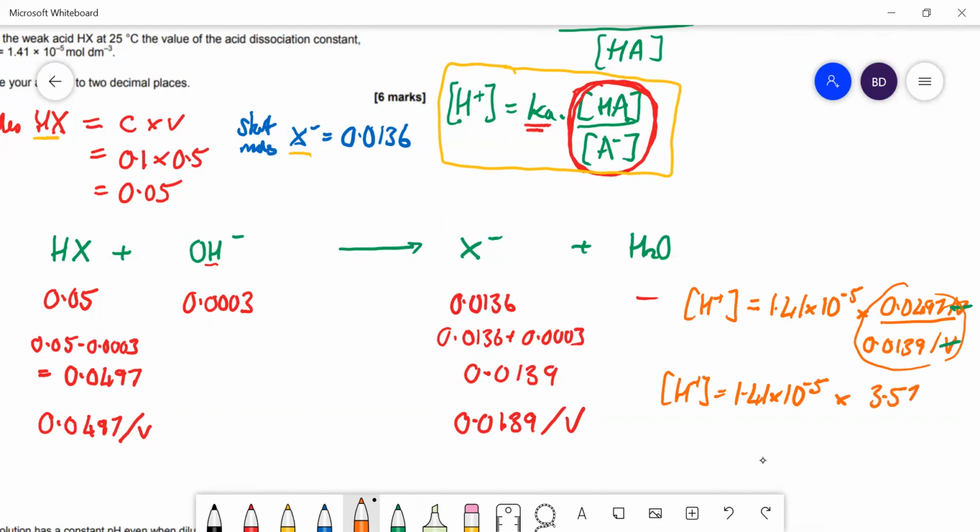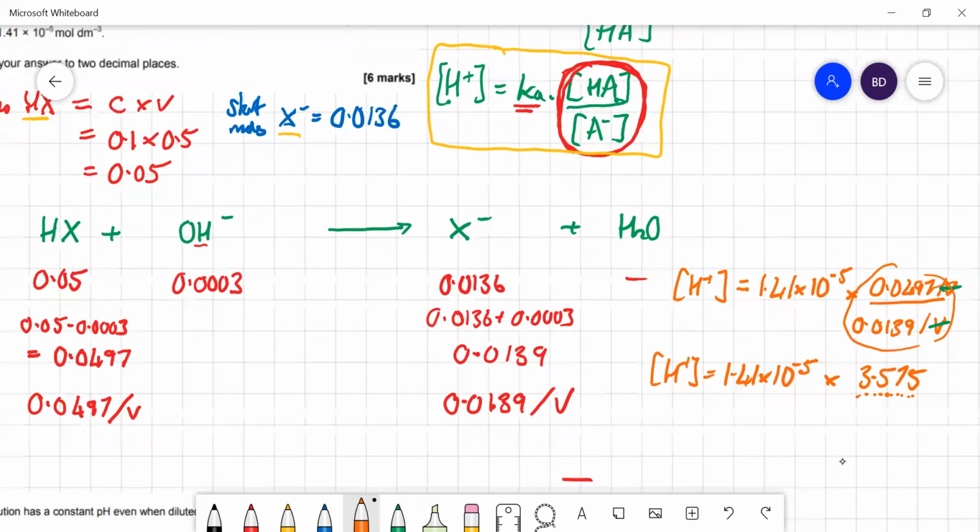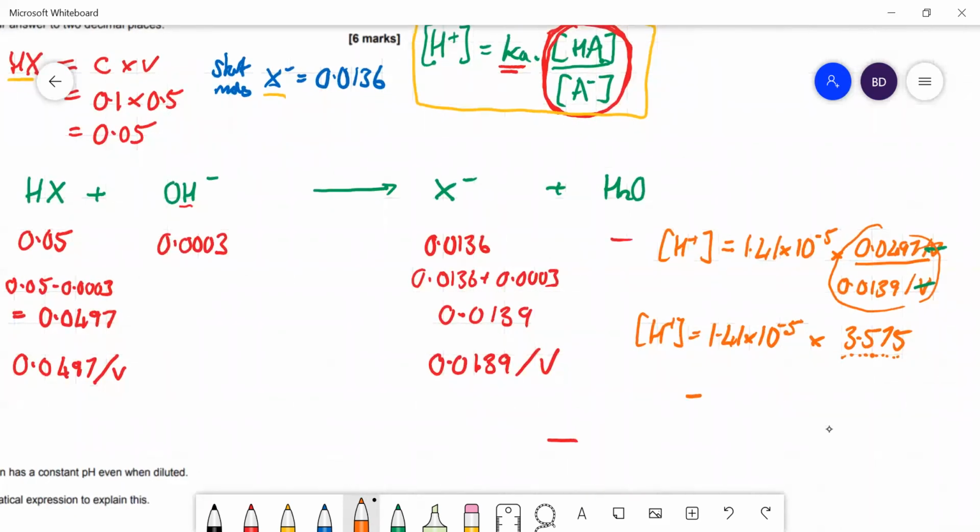3.575, and that fraction is always between 0.1 and 10. That's a good check to make sure you're on the right track, because you've got to have about the same amount of HX and X minus for it to be a good buffer. Right, so let's just evaluate that, and you get 5.04 times 10 to the minus 5.